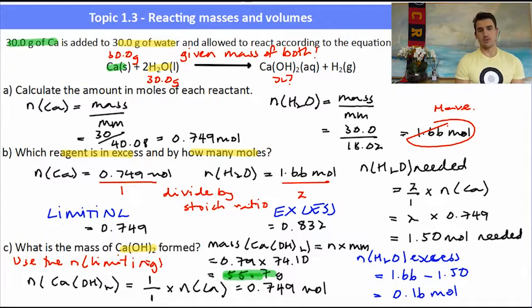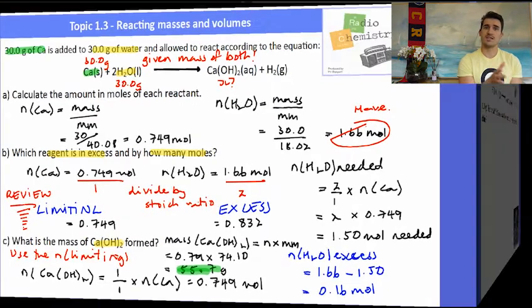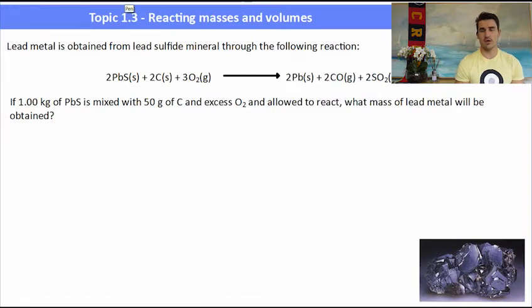Okay, let's review what we would have to do for that calculation. First thing we need to do is to determine the number of moles of both reactants. Then we need to divide by the stoichiometric coefficients to work out which one is limiting and which is in excess. Once we've determined the limiting reagent, we use it and the ratio to the unknown to determine the number of moles, and then we can work out the mass.